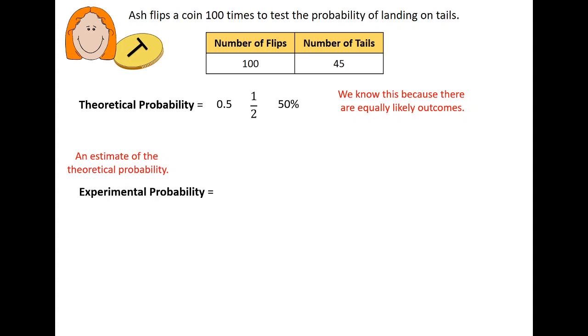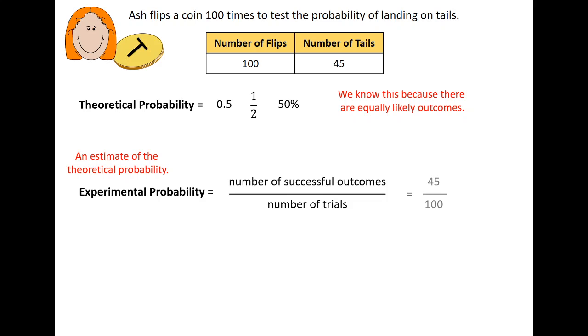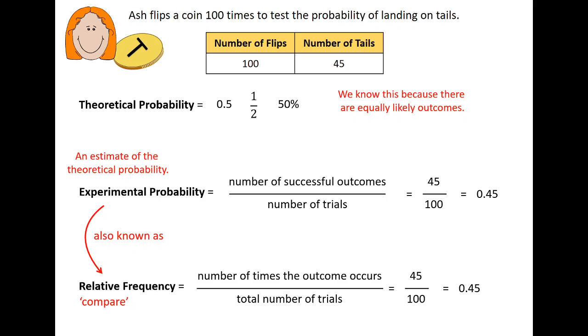Okay, the estimate then of the experimental probability is actually the number of times it occurred in the experiment over the total amount of trials. In this case, 45 out of 100. So we'd actually use the experimental probability of 0.45. Experimental probability is also known as relative frequency.